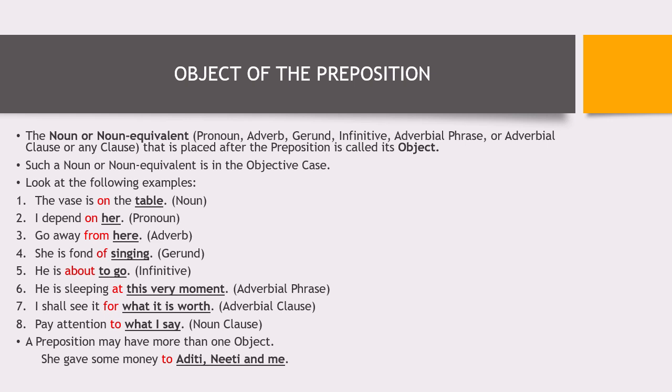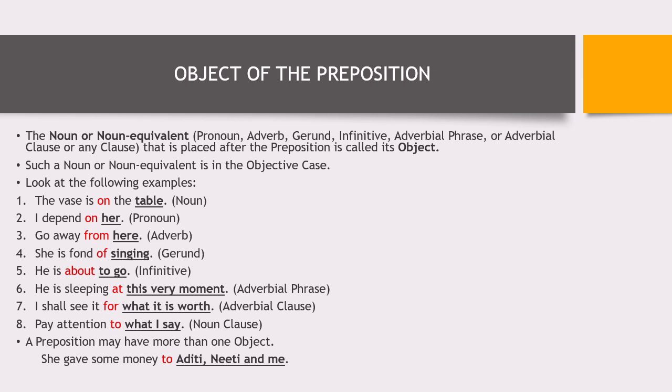5. He is about to go. The infinitive, to go, is the object of the preposition, about. 6. He is sleeping at this very moment. The adverbial phrase, this very moment, is the object of the preposition, at. 7. I shall see it for what it is worth. The adverbial clause, what it is worth, is the object of the preposition, for.